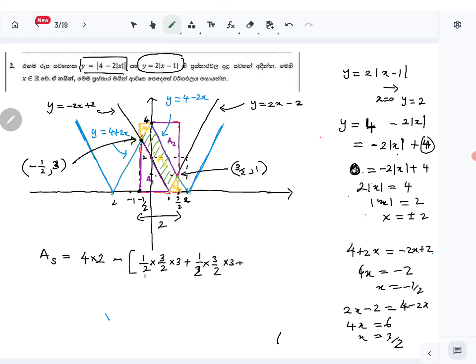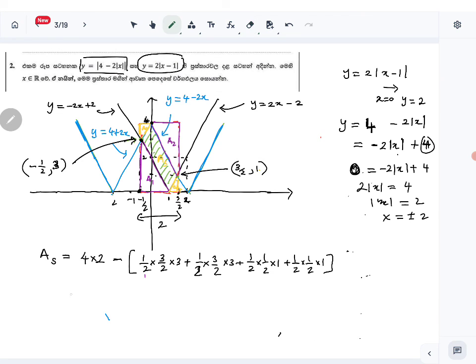Plus the two small ones. Let's look at this one first, A3. So this coordinate is 4. This is 3. So height is 1. Base is half. So half into 1. A4 is similar. For the base, 3/2 minus 1, half. And what is the height? Height is 1. This coordinate is 1, 1. So half into 1. Now simplify and get the answer.